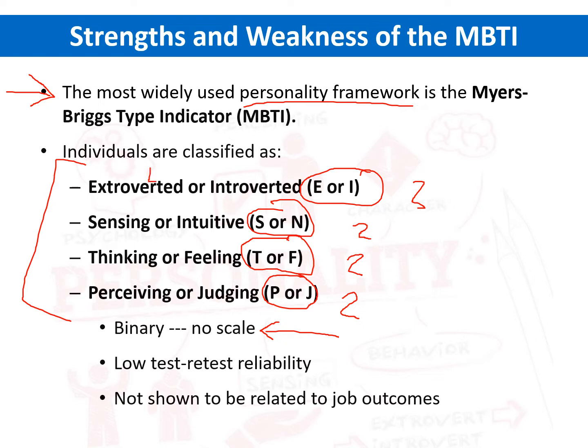Well, you're either considered extroverted based upon the Myers-Briggs, or you're considered introverted. There's no one who's kind of in the middle according to this test. There is low test-retest reliability, which basically means you could take the MBTI today and get one personality type, and take it 6 weeks from now and maybe get a different personality type. And the Myers-Briggs has not been strongly shown to be related to job outcomes. We're going to break down some reasons for this on the next slide.